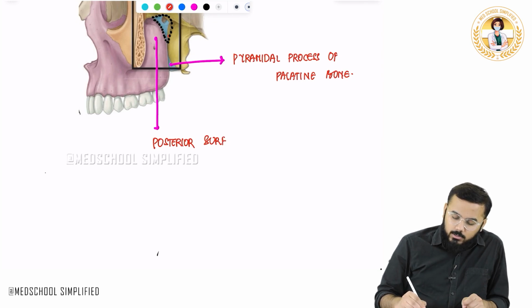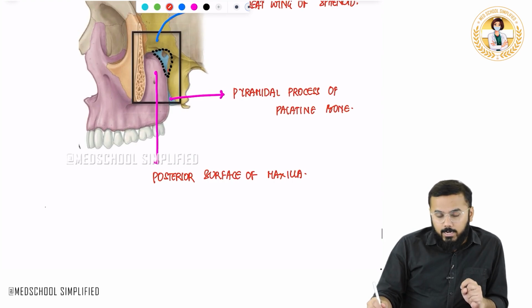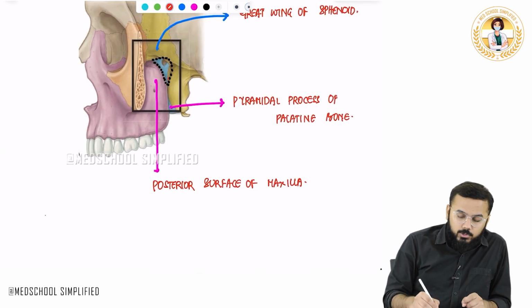This part here is called the posterior surface of the maxilla. Posterior surface of the maxilla, right? Next, posteriorly what do you have? Anteriorly, that is the posterior surface of the maxilla, right? Posteriorly, what do you have? What is the posterior border?